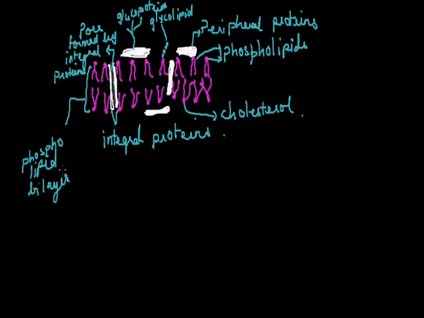So from the diagram we can understand that the plasma membrane consists of a phospholipid bilayer in which proteins are sandwiched. There may be peripheral proteins and integral proteins. Sometimes integral proteins form a pore through which it facilitates the entry of certain molecules. These are the glycolipids and these are the glycoproteins. So diagrammatically, this is the fluid mosaic model of the plasma membrane.